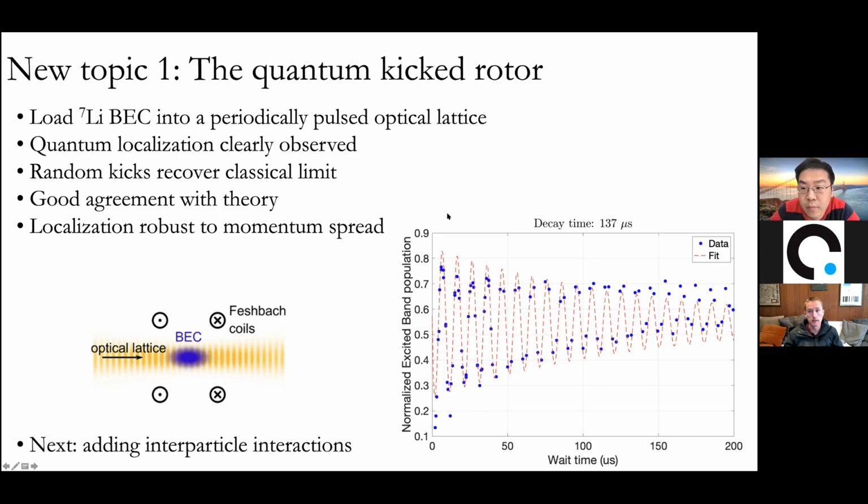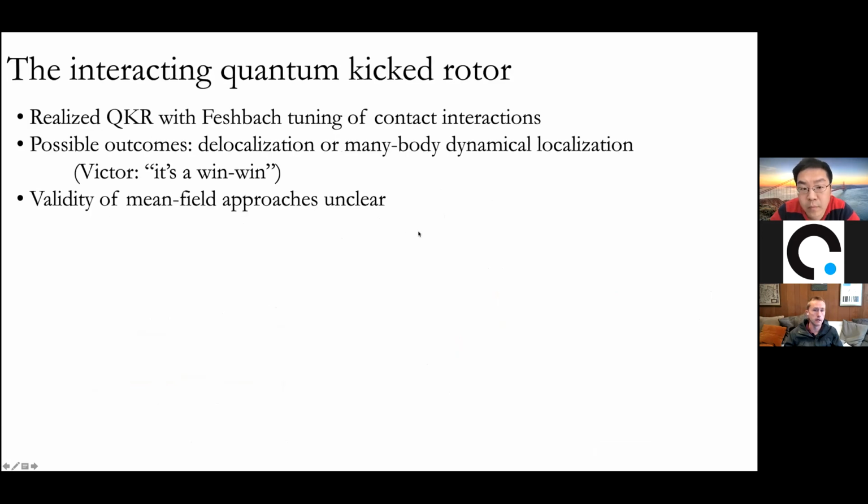So the next step is to add interactions. And so we did the same experiment, but used the Feshbach resonance to tune the contact interactions. And so Victor was motivated to urge us to do this because he felt like there were 2 possible outcomes. You could see delocalization, or you could see many body dynamical localization. And he viewed this as kind of a win-win because either one is sort of interesting to see.